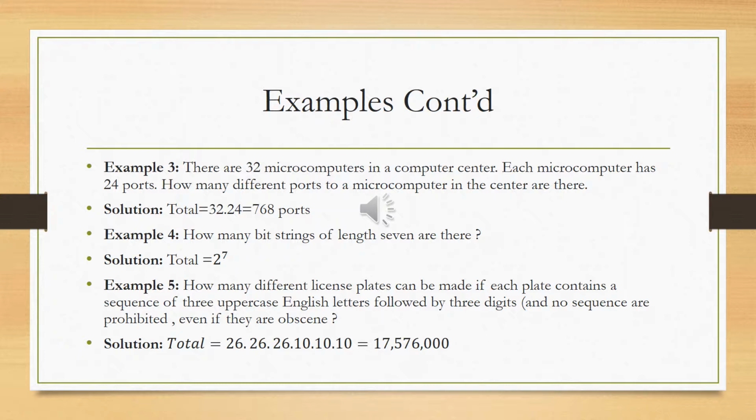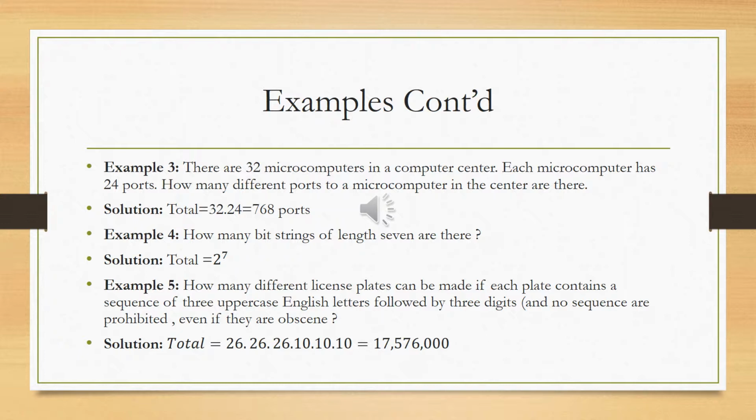How many bit strings of length 7 are there? A bit is either a 0 or a 1, so there are 2 ways of choosing each bit. And the length of the bit string is 7, so it's going to be 2 raised to the power of 7.